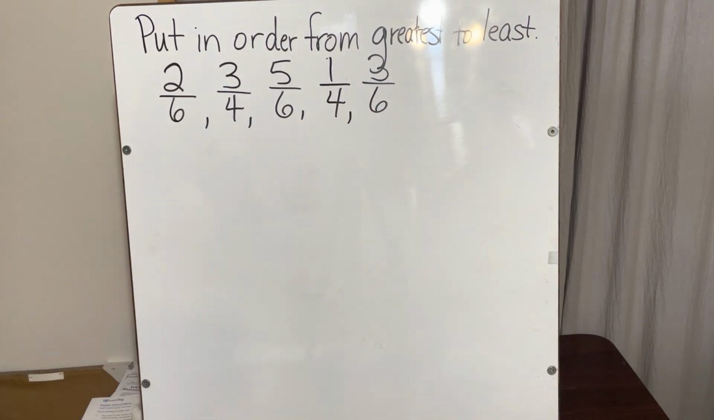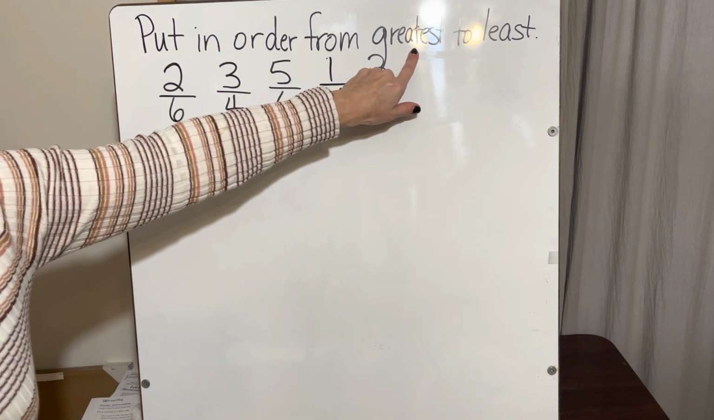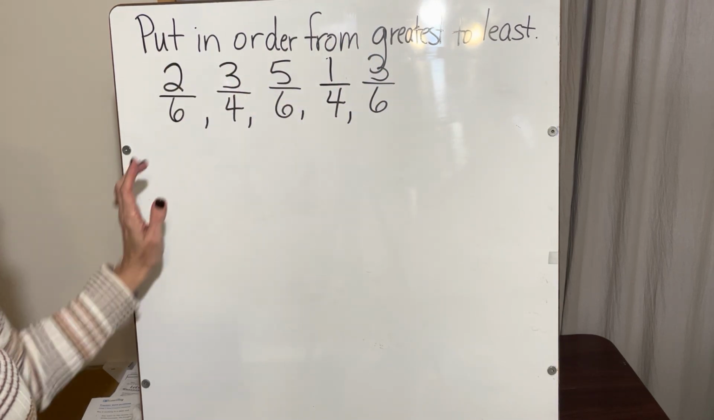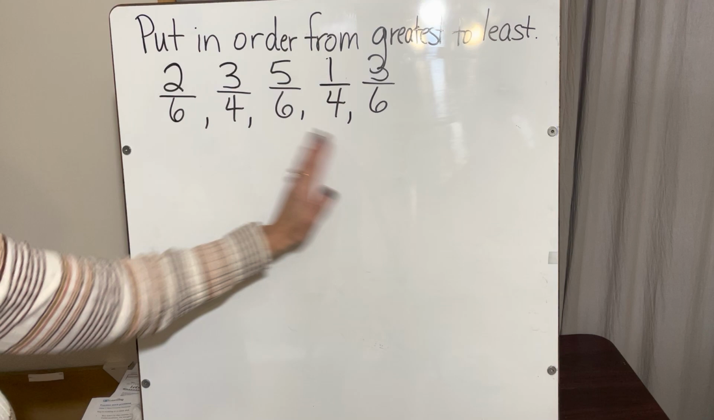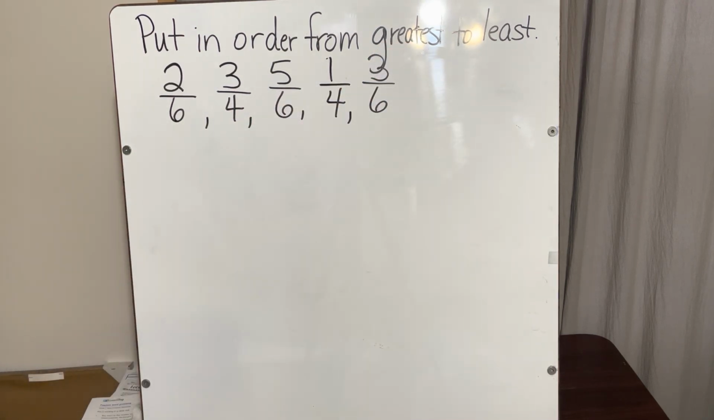Now, the number one thing that I saw that you were doing wrong in your homework before break was you weren't reading the directions, okay? A lot of you just went ahead and when I said to put things in order, you put it in order from least to greatest. So you have to make sure that you look at the directions and you follow those directions.